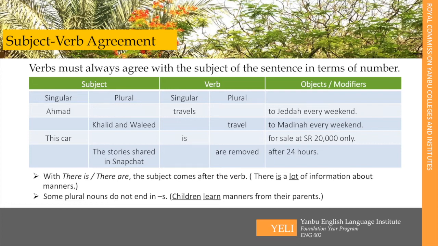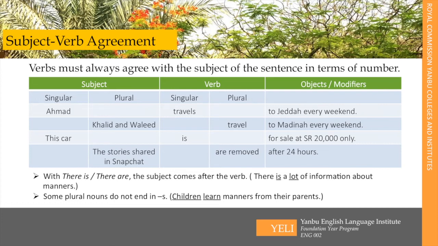Also, sometimes you have verbs like is or are. We use is for a singular subject and are for a plural subject. Also, the verbs has or have. We use has for a singular subject and have for a plural subject.